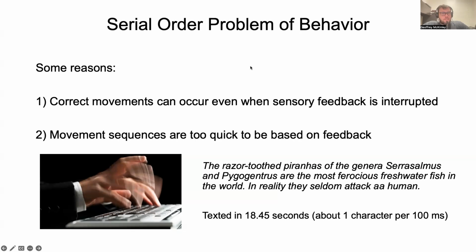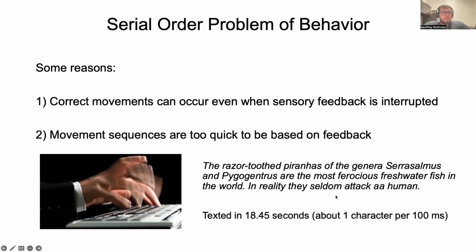However, very skilled typists or even younger people, younger than me, would be able to text, for example, on their phone pretty fast, and it's probably too fast to be based on sensory feedback. So, for example, this is a sentence or two sentences that were typed by somebody texting on a phone, and I think this is like the world record, maybe.